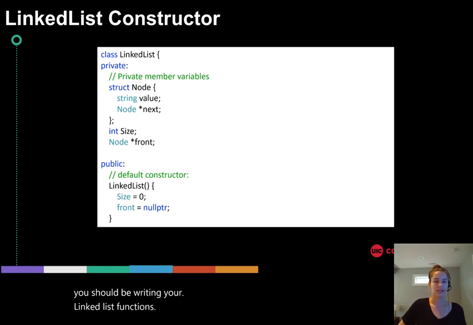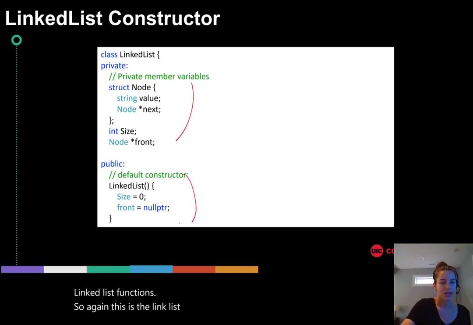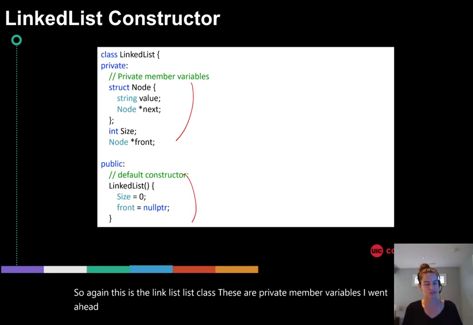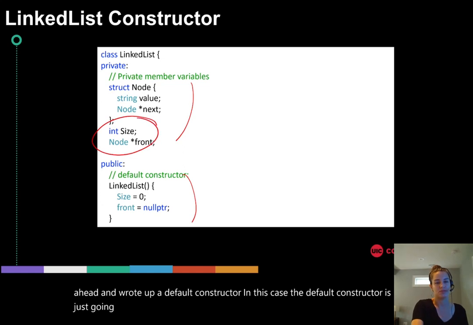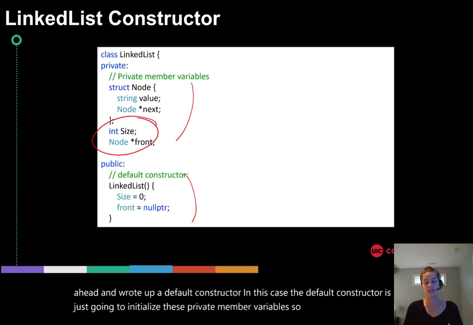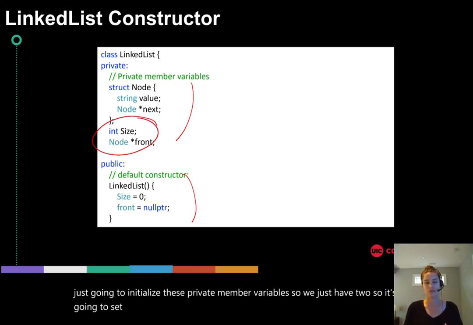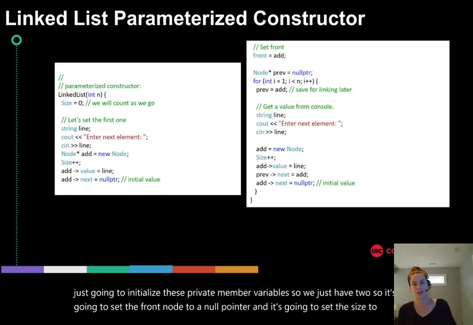So again, this is the linked list class. These are our private member variables. I went ahead and wrote up a default constructor. In this case, the default constructor is just going to initialize these private member variables. We just have two. It's going to set the front node to a null pointer, and it's going to set the size to 0.